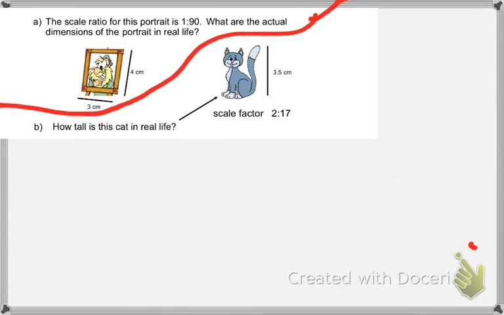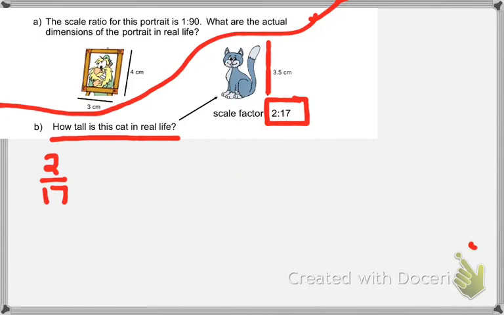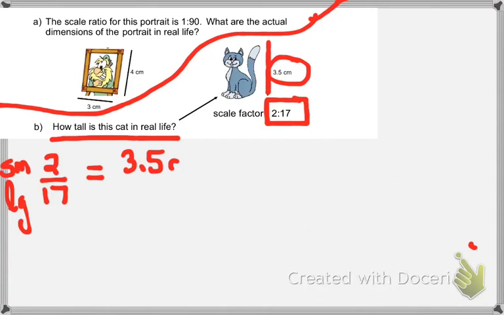Let's do another example starting from scratch. The question is, how tall is this cat in real life? On paper, this cat is 3.5 centimeters tall. We're going to need our scale factor ratio rule to start off our calculations. So 2 over 17, obviously the smaller number on top, the larger number on the bottom, equals, the smaller one's the one on paper, so 3.5 centimeters.